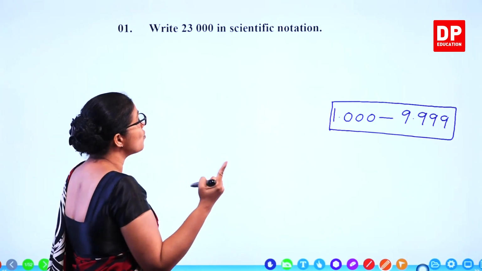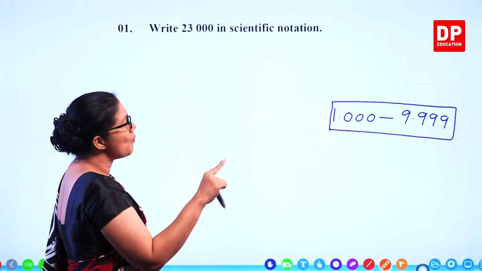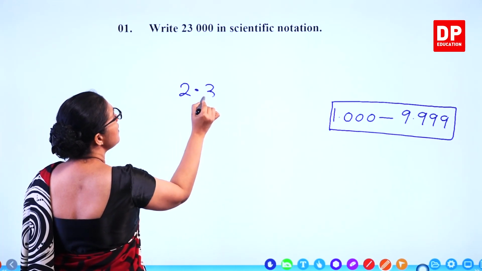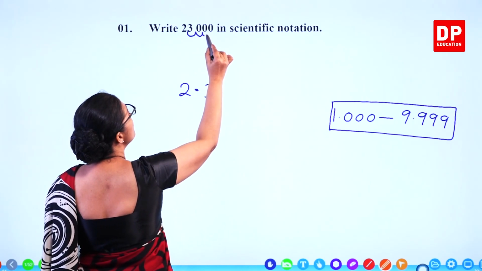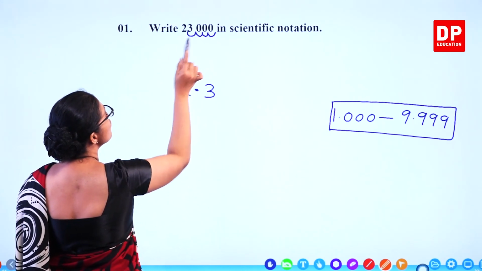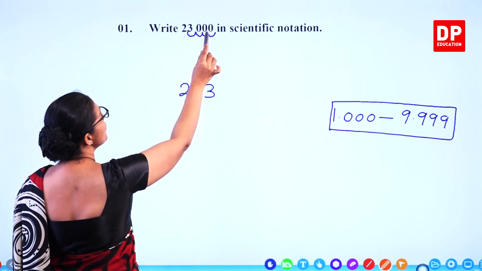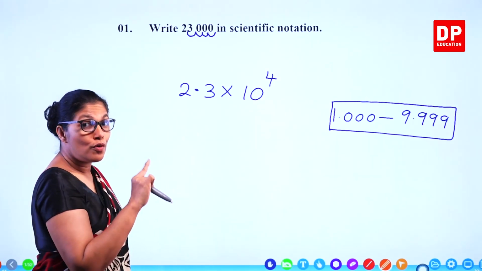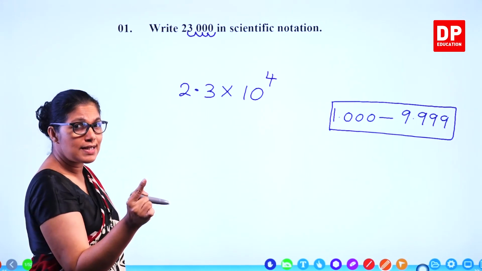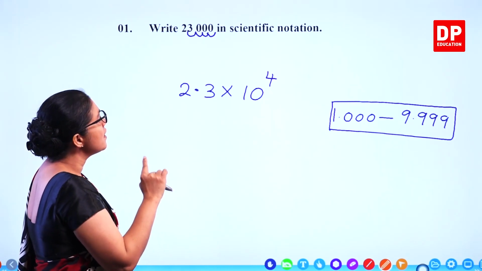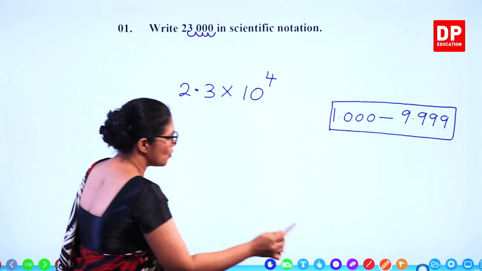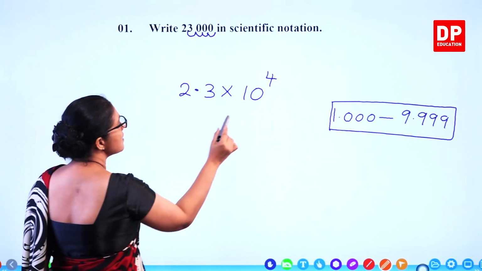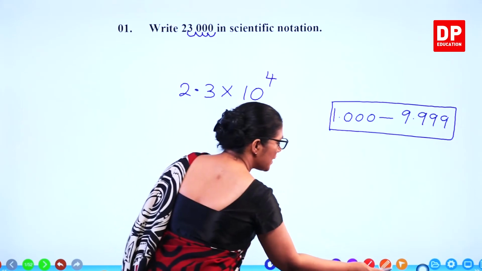Now this is 23,000. So what's the number between 1 and 9.99? That's 2.3. Then what you do is move the decimal place 4 places to get 23,000: 1, 2, 3, 4. That means this becomes 10 to the power 4. When you move the decimal place to the right, that's positive. If you move the decimal place to the left, you get a negative power. So this is the answer: 2.3 times 10 to the power 4. This is in scientific notation. You get 2 marks for that.